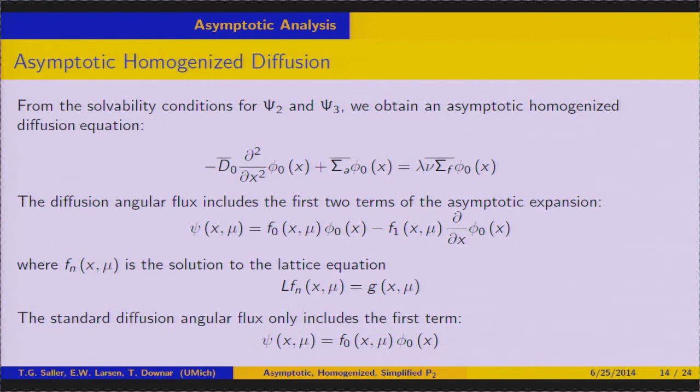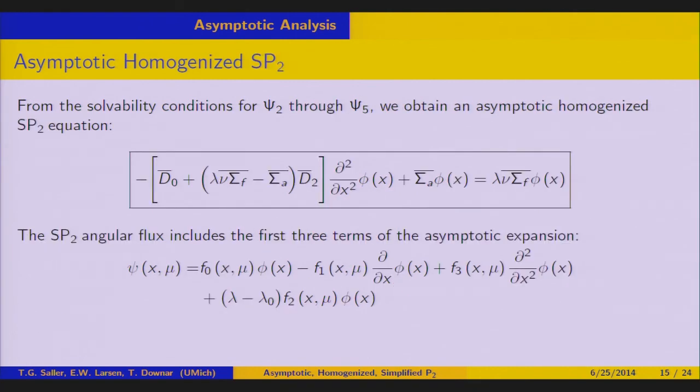So already with this method, we've added a correction term to the angular flux, which we'll see how significant it is in a second. So then if we go further, psi 4, psi 5, we get the SP2 equation, which is a fairly simple differential equation. Once again, the diffusion coefficients are complicated functions of a bunch of f functions. And now our angular flux has 4 terms in it instead of 1 or 2, including second derivatives and something that is based on the core eigenvalue, which is pretty unique.